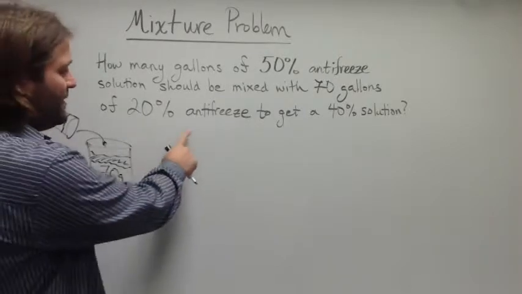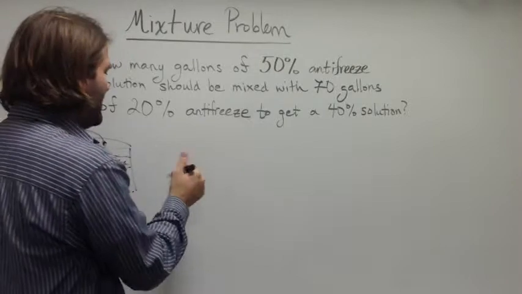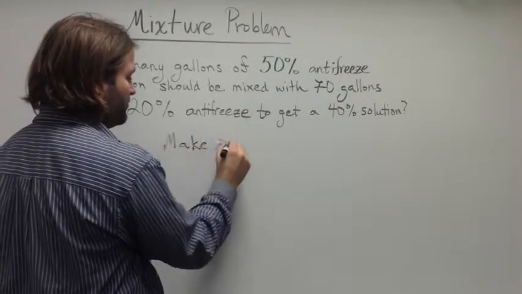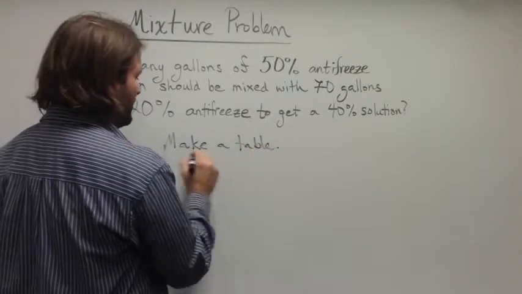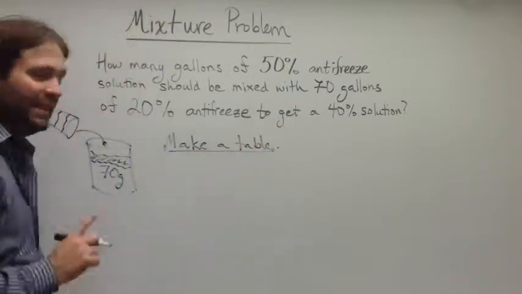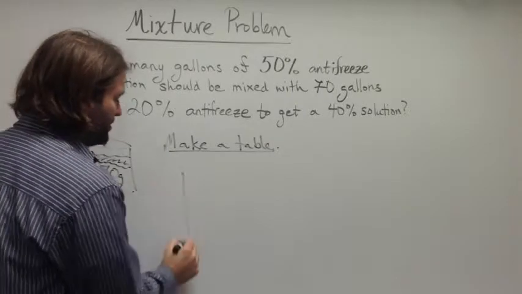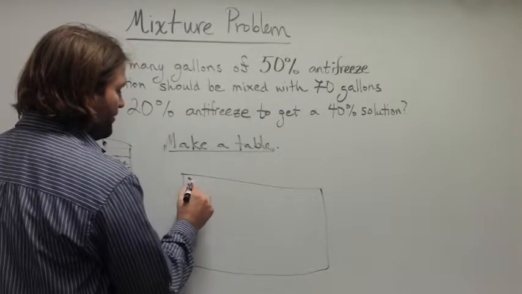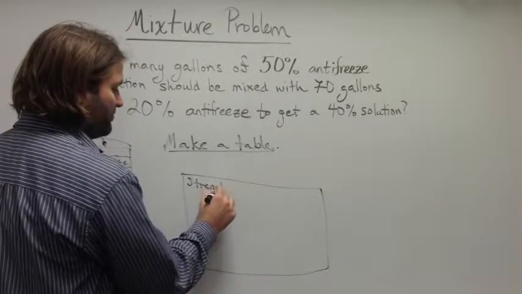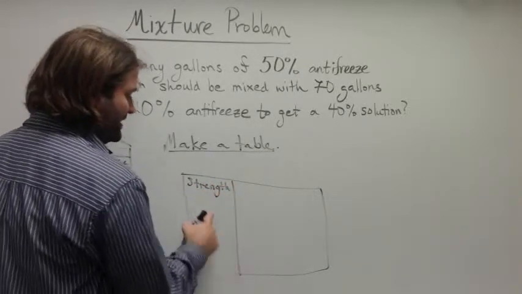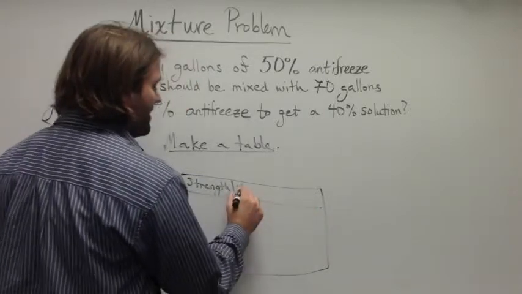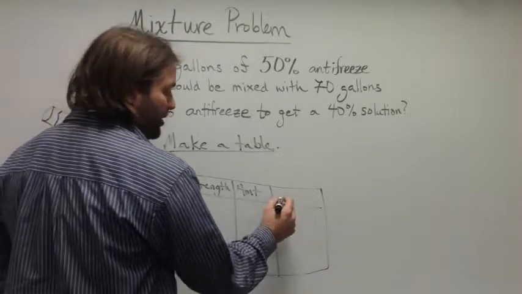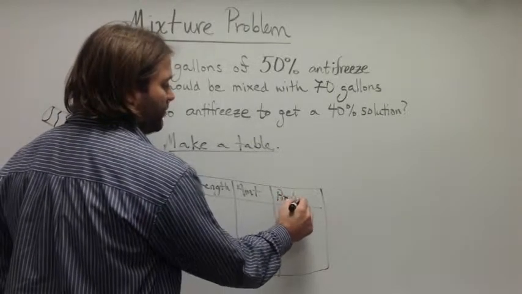Now, the method that we use in order to solve a problem like this is we make a table. In this table, we're going to have three columns. The first column is going to be the strength of the solution. The second column is going to be the amount of solution. And in the third column, we're going to have the product of the first two columns.